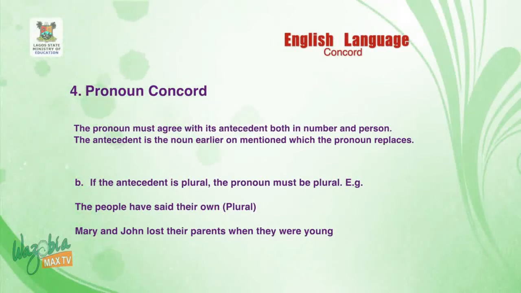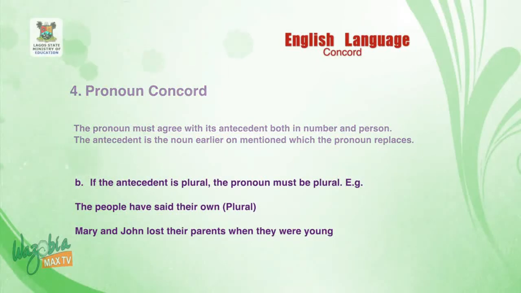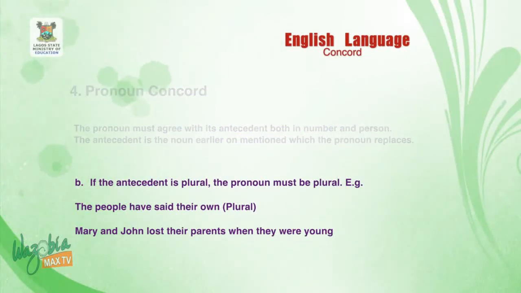Mary and John lost their parents when they were young. We have two pronouns there. I'm sure you can identify them. Mary and John lost their parents. That there is possessive pronoun, while they is subjective. So, Mary and John lost their parents when they were young.